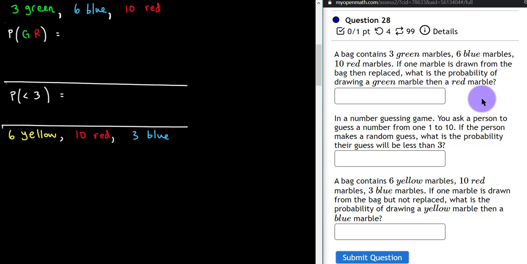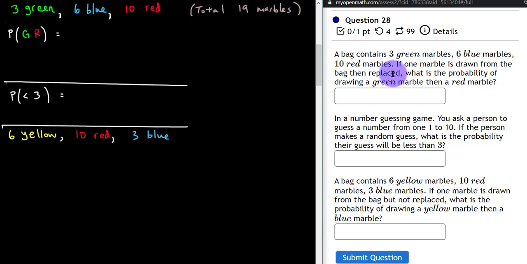Hey folks, in this video we're going to do another example from the homework. Here's the one about marbles in a bag, and let's get to it. In this first part we have a bag with 3 green marbles, 6 blue marbles, and 10 red marbles. So how many marbles total are there? That's a total of 19, right?